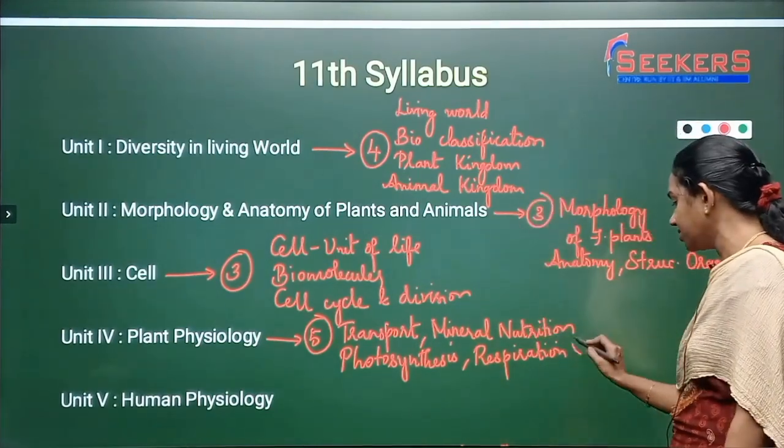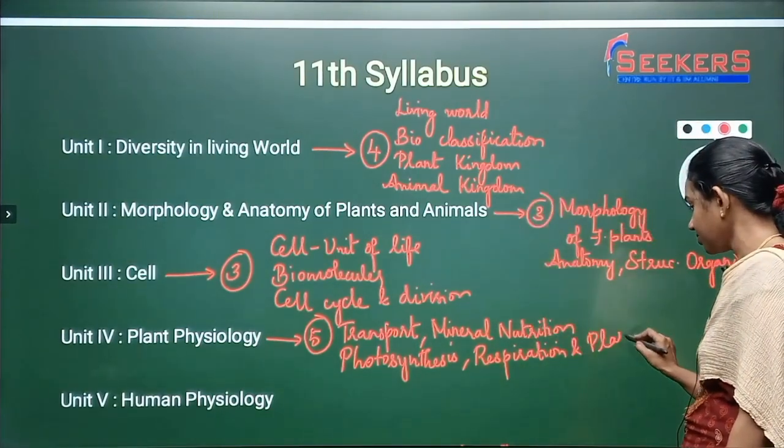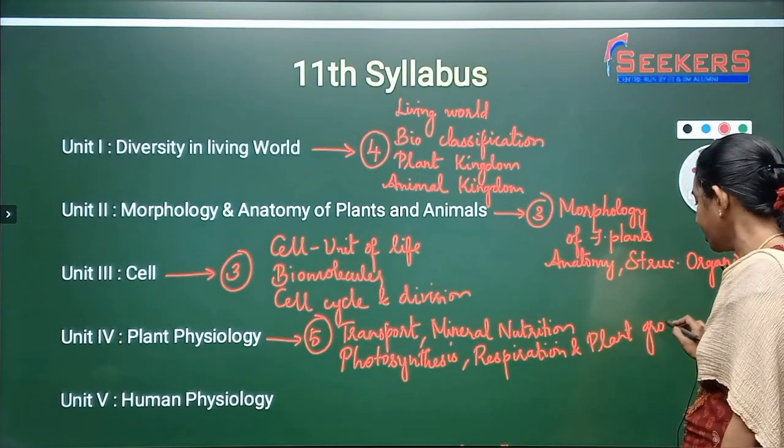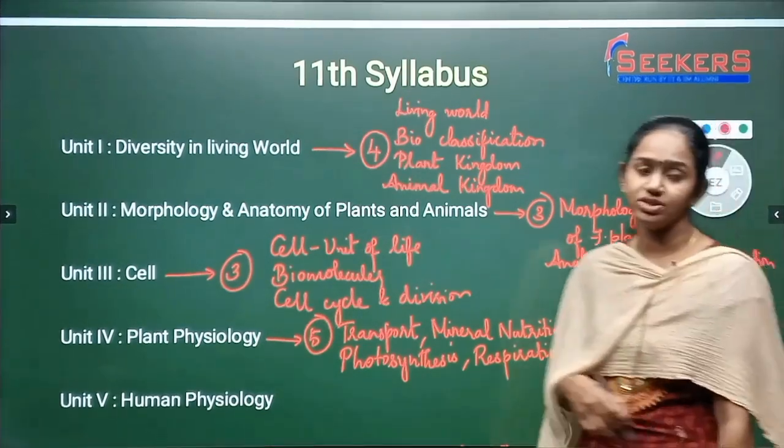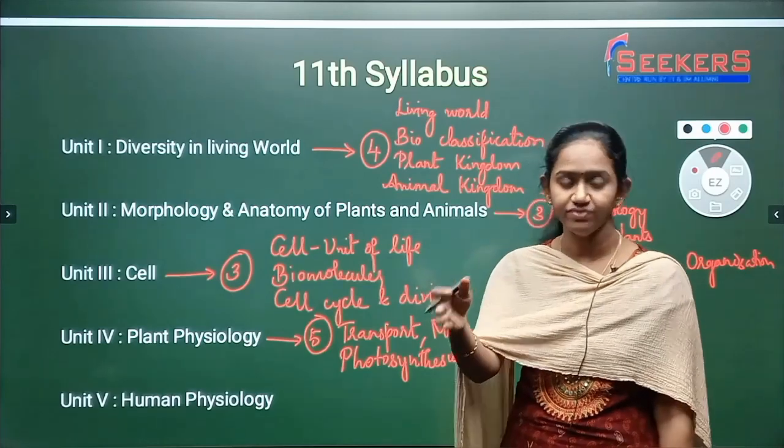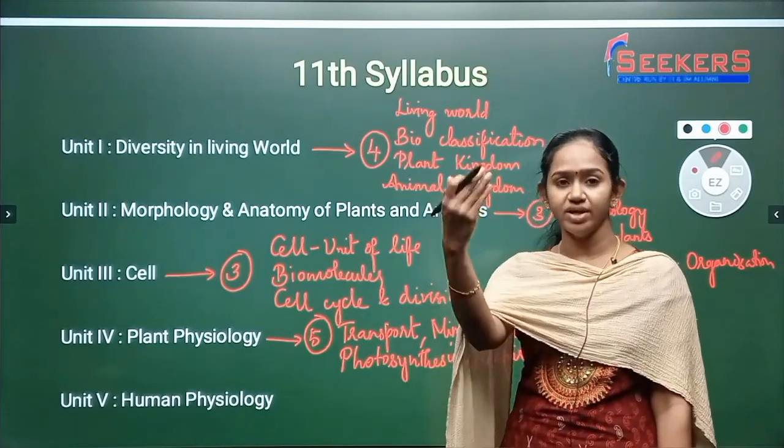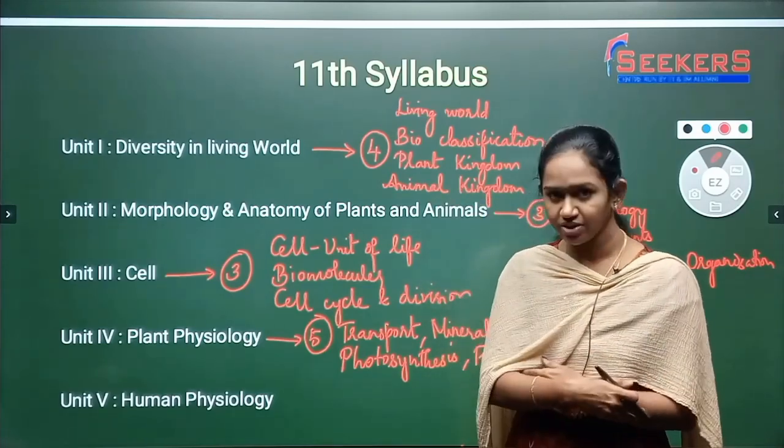And the last chapter is Plant Growth and Development. This last chapter deals with the phytohormones, the major 5 phytohormones in plants, and how they are useful in plant growth, etc.